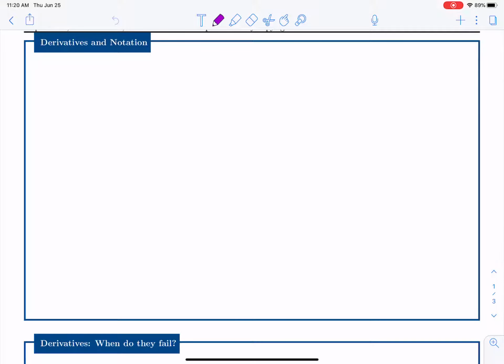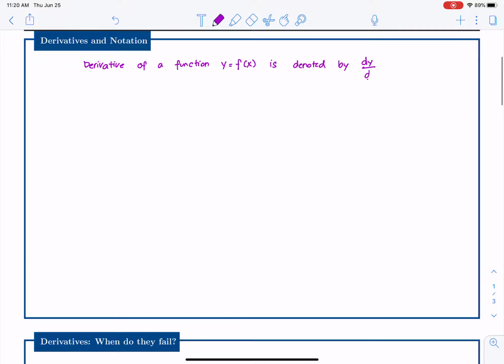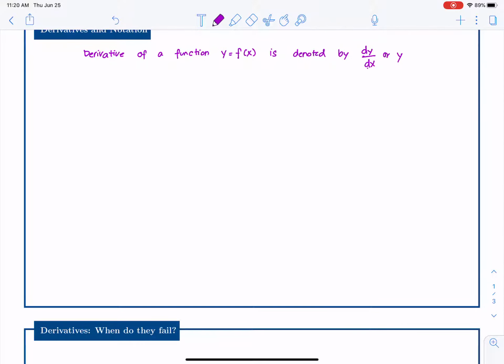So we move on to derivatives. The derivative of a function y equals f of x is denoted by dy over dx, or y prime, or f prime of x. It is a matter of choice as to which you want to use. But if we go to higher order derivatives, it is best to stick with the prime notation because it is quite compact. Now, what would the derivative equal to?